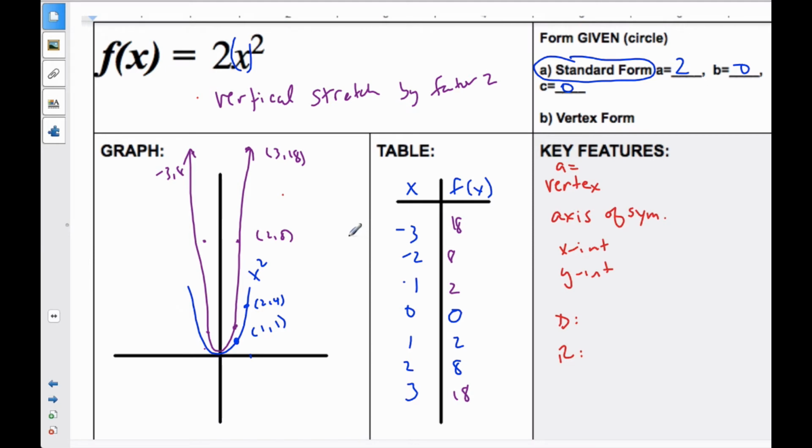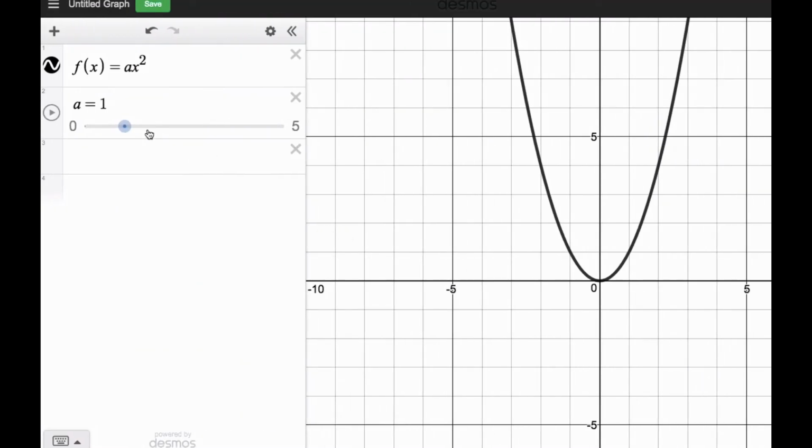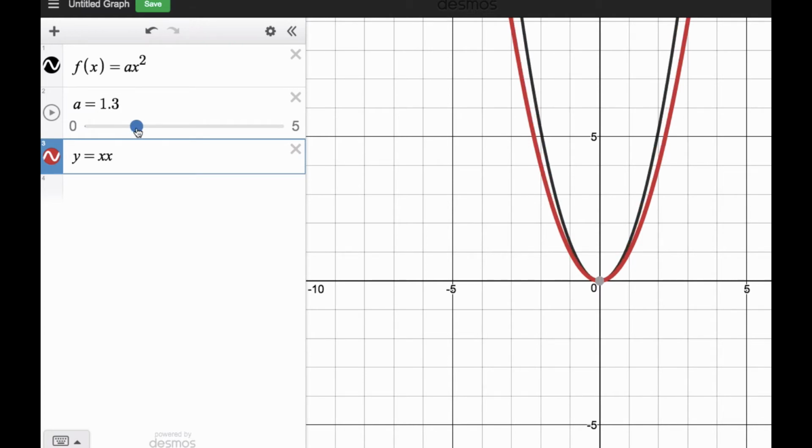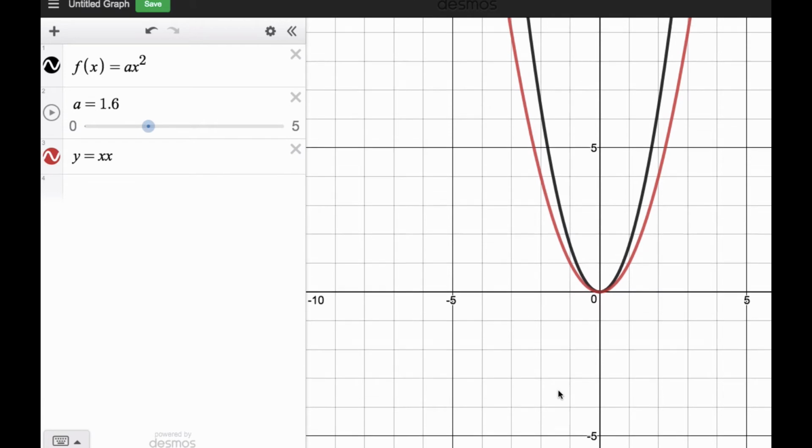Let's look at Desmos to see how the vertical stretch changes things. And so now I have my base function here. And actually I'm going to keep it here. Let's keep y equals x squared. It's blue. Let's make it red so it's clear to tell the difference. And this one is behind it. So I'm going to take the a value and I'm going to make it bigger.